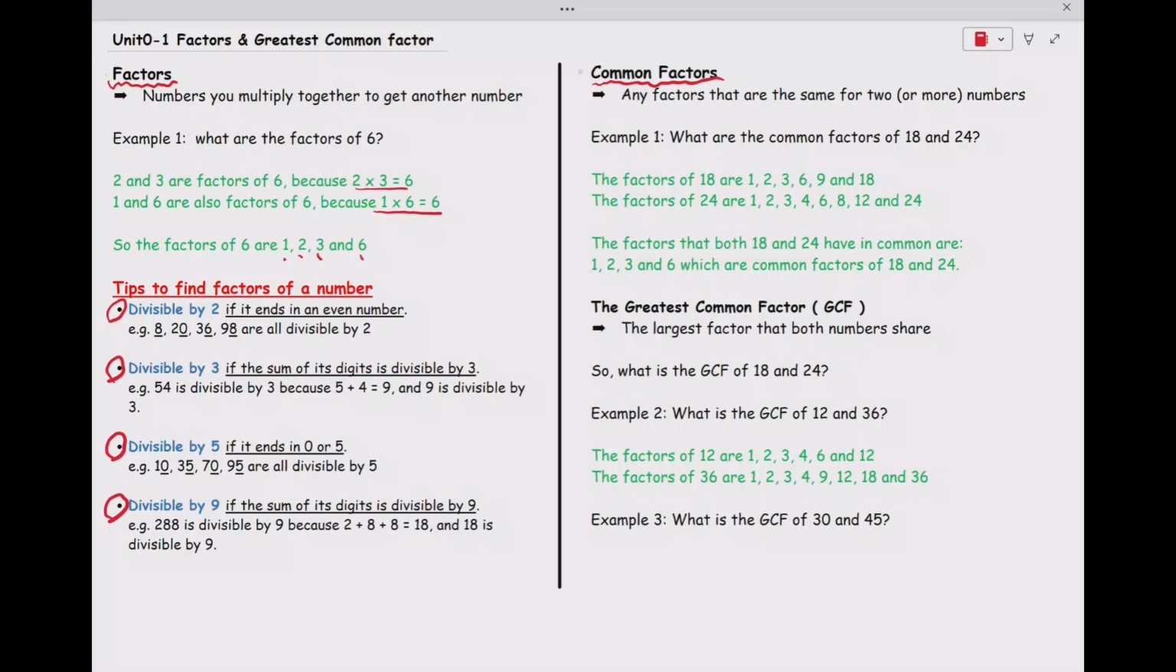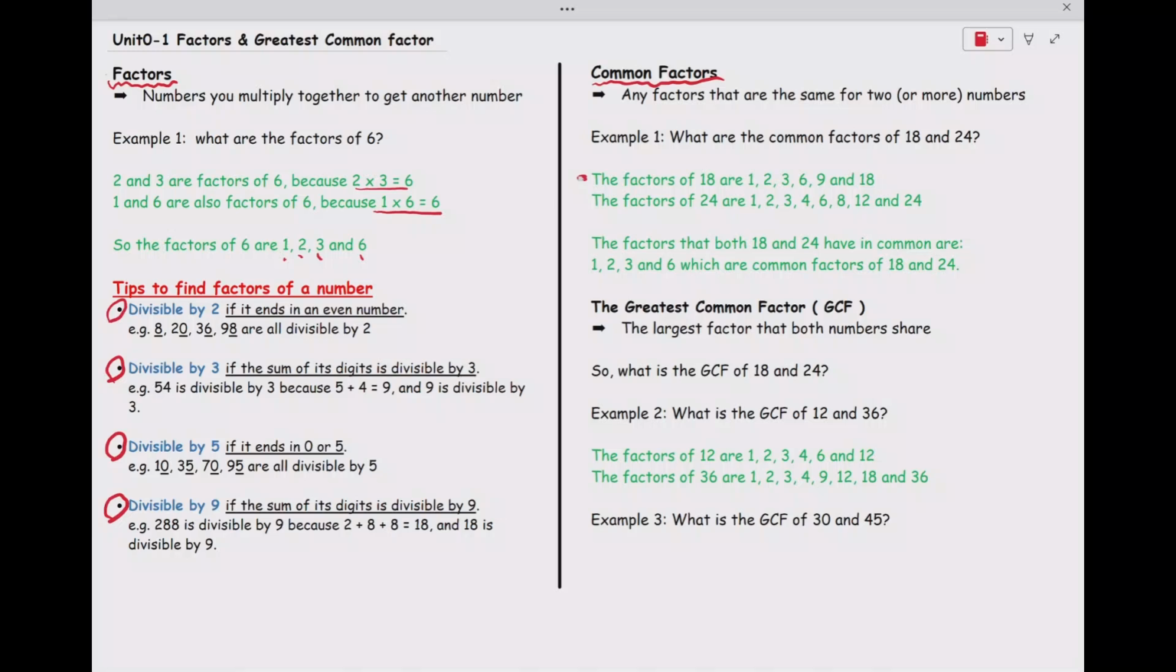What are the factors of 18? 1 and 18 are factors of 18, because 1 times 18 equals 18. 2 and 9 are also factors of 18, because 2 times 9 equals 18. And 3 and 6 are also factors of 18, because 3 times 6 equals 18. So, the factors of 18 are 1, 2, 3, 6, 9 and 18.